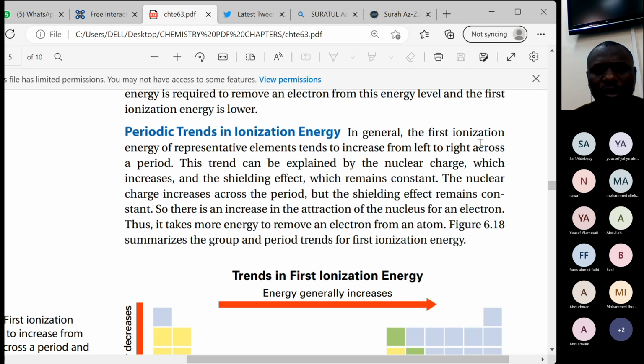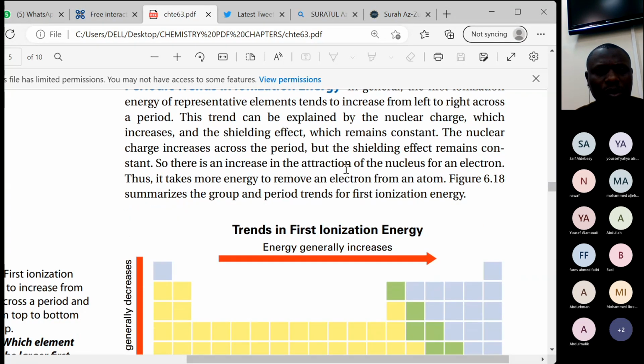In general, the first ionization energy of representative elements tends to increase from the left to the right across a period. This trend can be explained by the nuclear charge, which increases, and the shielding effect, which remains constant. The nuclear charge increases across the period, but the shielding effect remains constant. So there is an increase in the attraction of the nucleus for an electron.